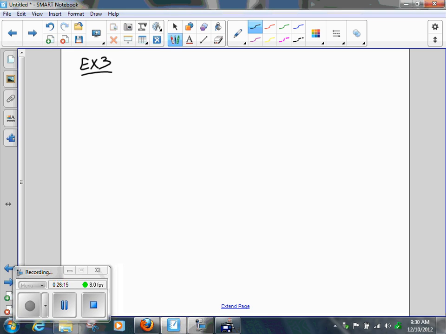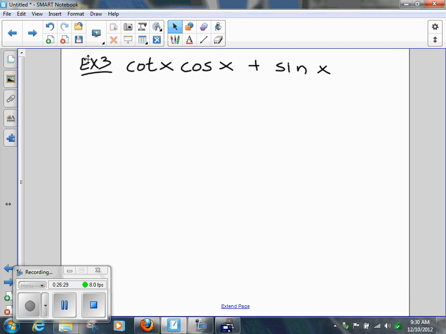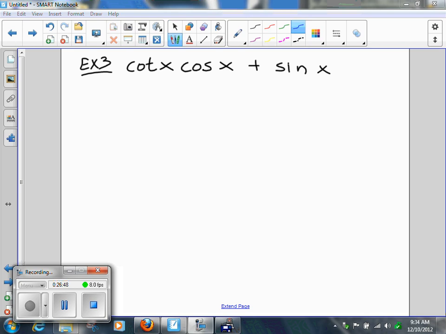Look at this one. Cotangent x times cosine x plus sine x. See what you end up with there. You do not need me to take you through this problem. This is very simple. How do I do it? What do I rewrite first? Cotangent, rewrite it as what? Cosine over sine.